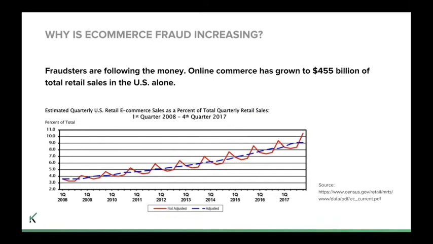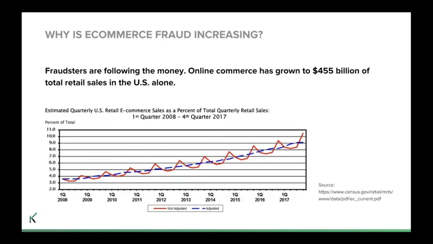Yeah, so the question that often comes up as merchants and retailers see an increase is, hey, why is this happening? Why is e-commerce fraud increasing? And to put it simply, fraudsters are following the money. E-commerce as a market has grown significantly over the last decade. Shoppers are obviously increasingly buying everything from groceries to luxury fashion online, and fraudsters are taking advantage. As you can see in the graphic, online commerce has grown to $450 billion in the U.S. alone.